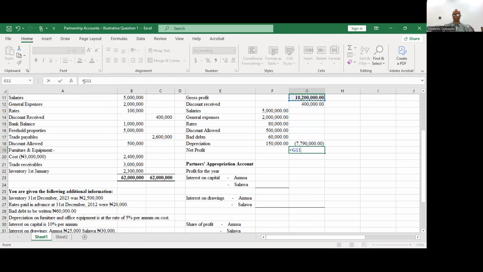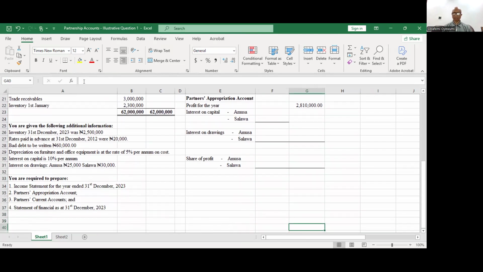So let's look at our net profit. We're going to be adding the gross profit plus discount received, then minus what we have, or plus what we have, since this one is already negative. That's what we have there as our net profit, the profit for the year. So we're coming to the appropriation aspect now, which was dealt with in the last video. You must have watched it. If you have not watched it, then go back, check my page and check again.